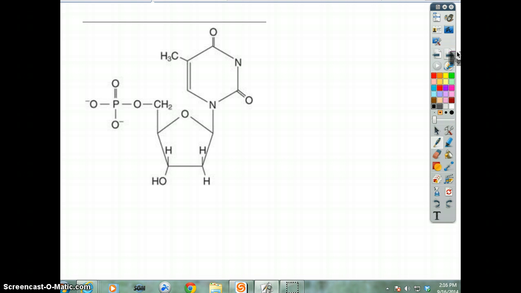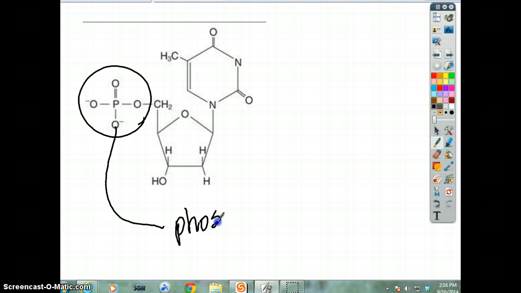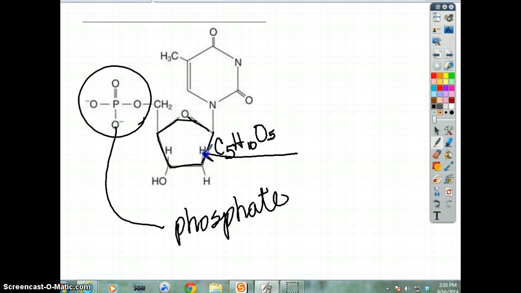All right, what about this? What's this? That is a phosphate. It's not a phospholipid though. It's not a steroid. Look, this formula is C5H10O5. So this would have to be a sugar. It happens to be a 5-carbon sugar. It could be ribose or deoxyribose.